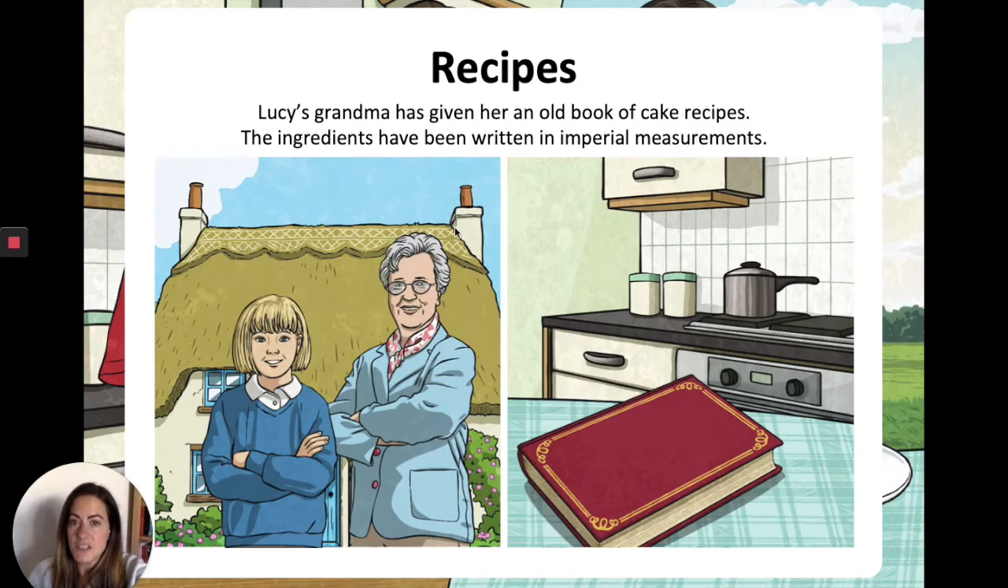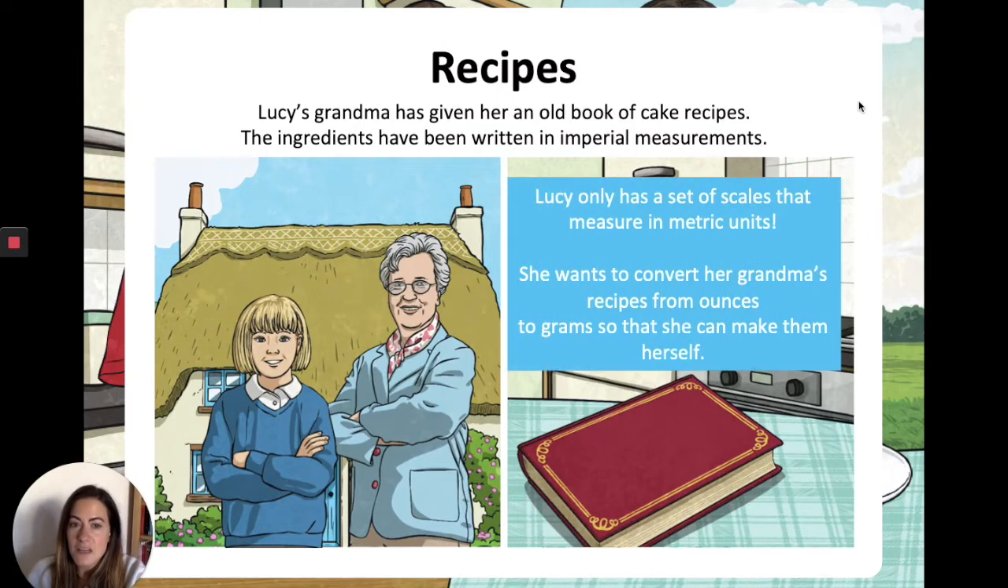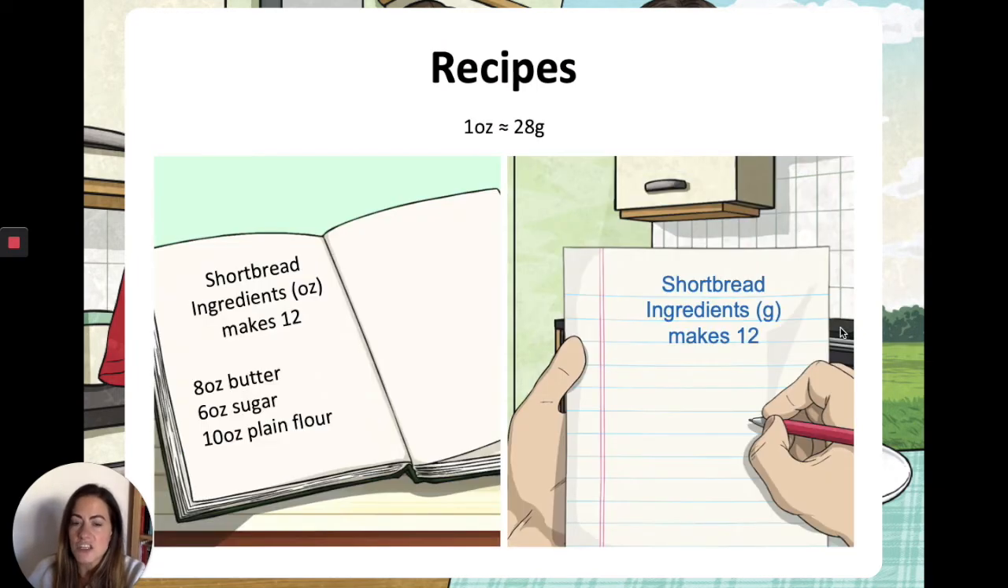So Lucy's grandma has given her an old book of cake recipes, but they are written in Imperial. But Lucy's scales are in metric. She wants to convert the recipe so that she can make them. So here she has a recipe for shortbread, which is a kind of biscuits. And these ingredients are written in ounces, but we need to convert them to grams. So I'm going to do the first one with you, and then I want you to have a go at the second two on your own.